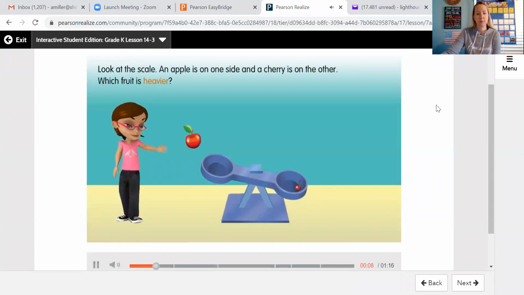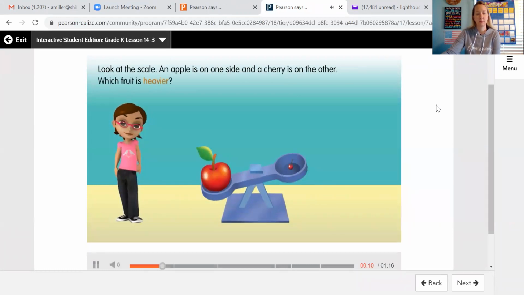Look at the scale. An apple is on one side and a cherry is on the other. Which fruit is heavier?